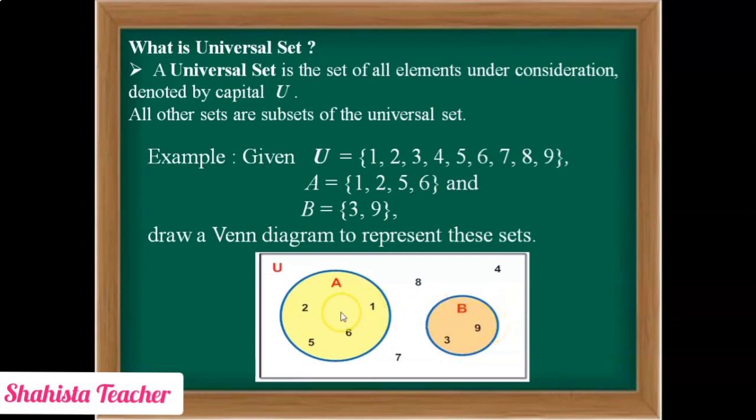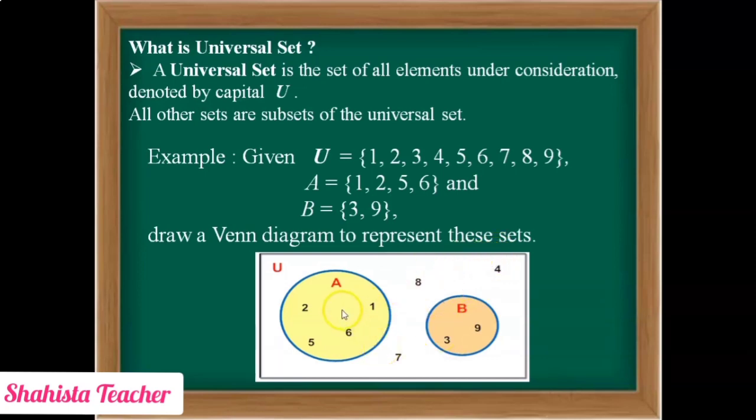Apart from these numbers, there are some numbers which are not in circle A and not in circle B. Which are those numbers? There are 3 numbers which are neither in circle A nor in circle B. They are 4, 8 and 7. 4, 8 and 7 are not in set A and set B. So we will write those numbers outside circle A and outside circle B.